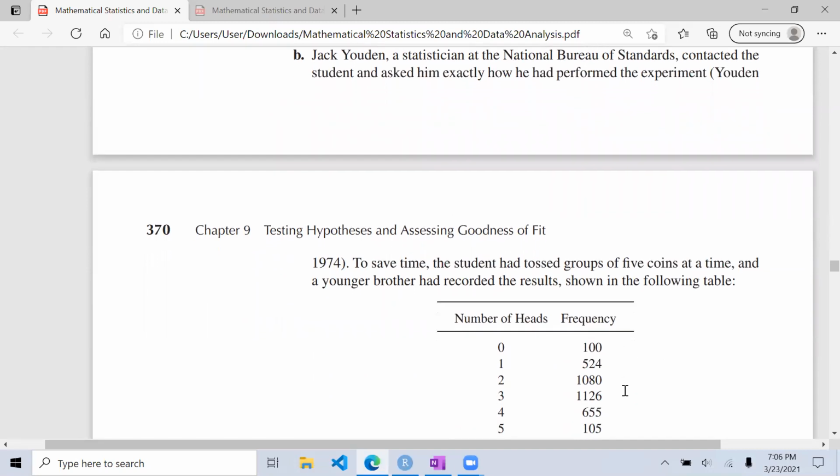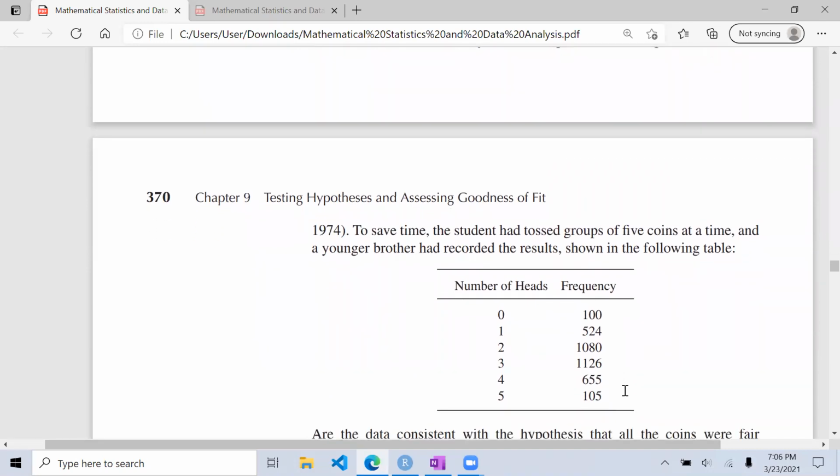The student had tossed groups of 5 coins at a time. So this means that the student was like, I'm not going to actually bother to toss one coin a number of times. I'm going to toss essentially 5 coins. Each of those have their own frequency as to how many times the coin was tossed. And then the younger brother recorded the results.